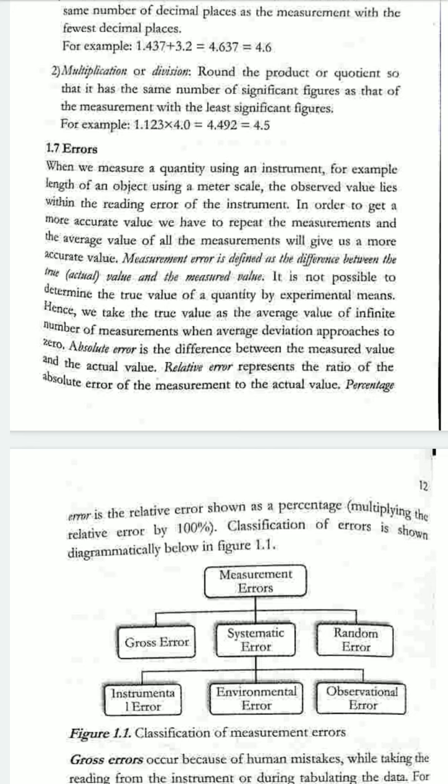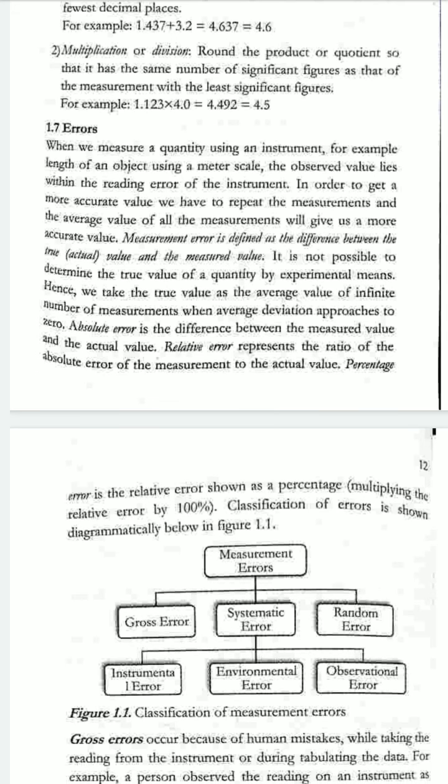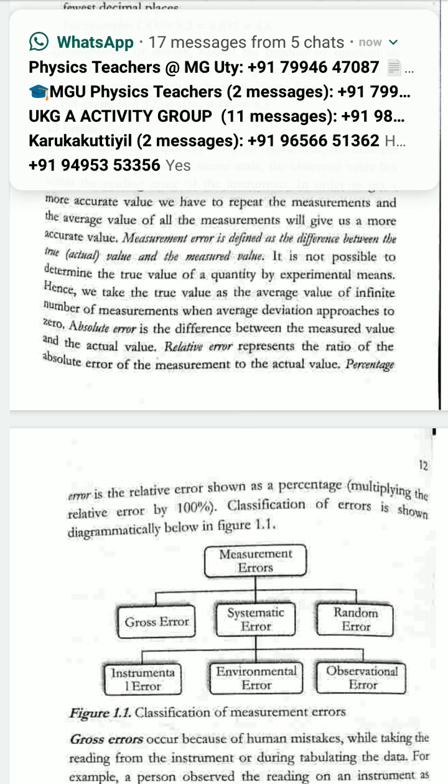So we say that it is the average value when you do the measurement infinite times. An infinite number of times you do the measurement, take the average and then you will get the true value. And the average deviation then approaches 0. So if you take the infinite number of measurements, when average deviation becomes 0, then only you can take that value as true value. Okay, that is the measurement error. So the difference between true value and measured value is the measurement error.